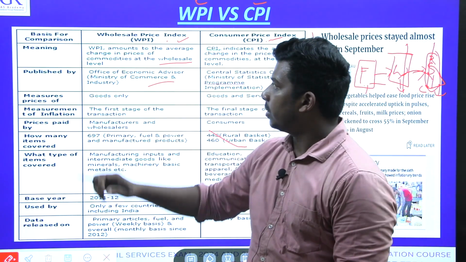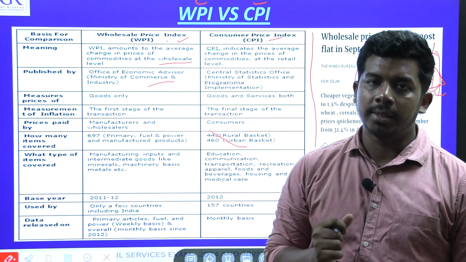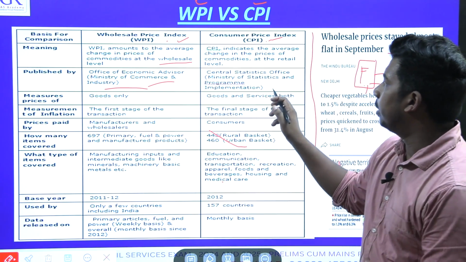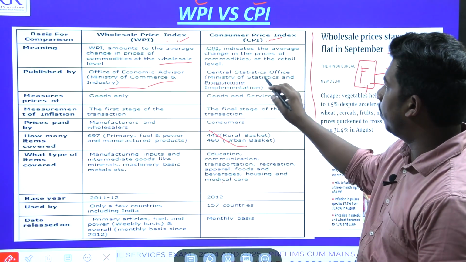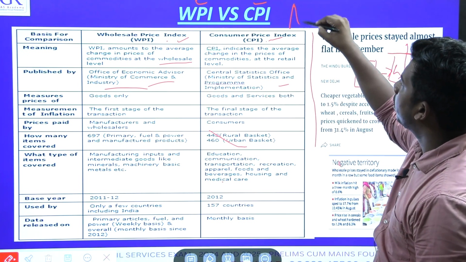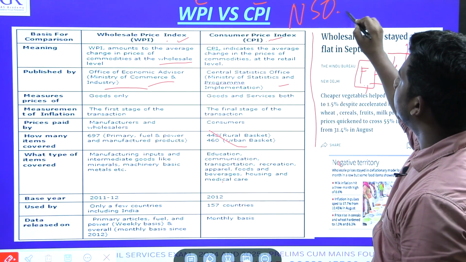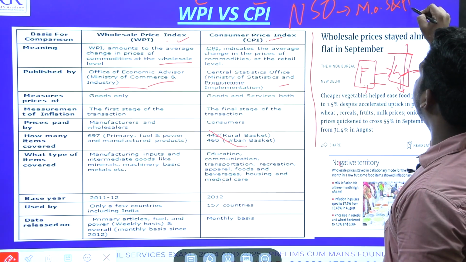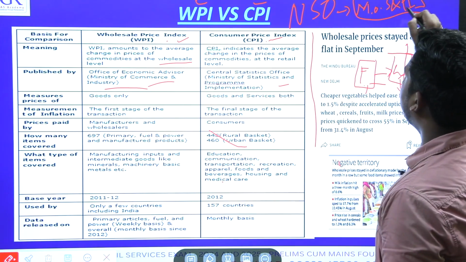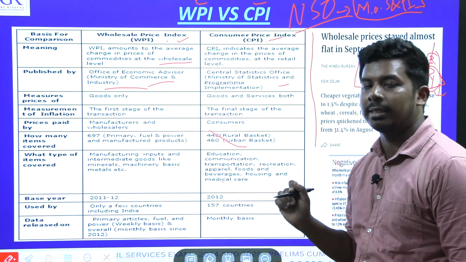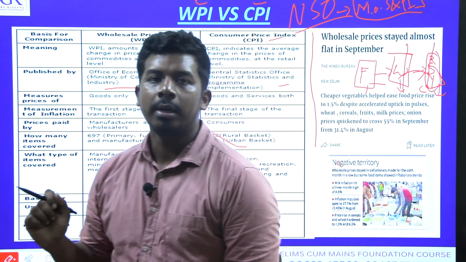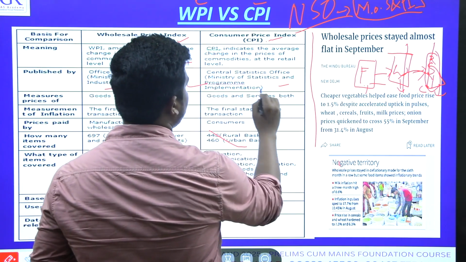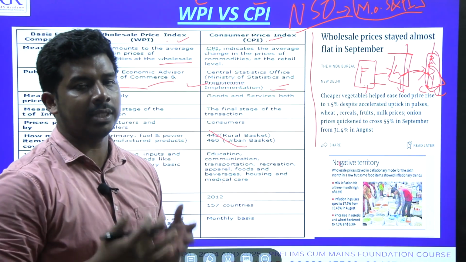So the Office of Economic Advisor under the Ministry of Commerce measures the wholesale price index in India, and the National Statistics Office, NSO, measures CPI. The National Statistics Office is under the Ministry of Statistics and Program Implementation. This is a ministry, and under this ministry there is an office called National Statistics Office. This NSO measures CPI across the country. So these two are used for various purposes. It is just a reference for many people.